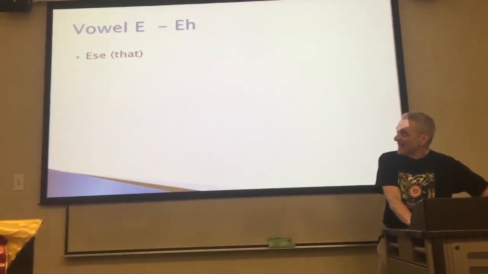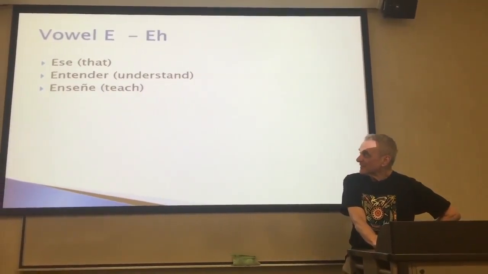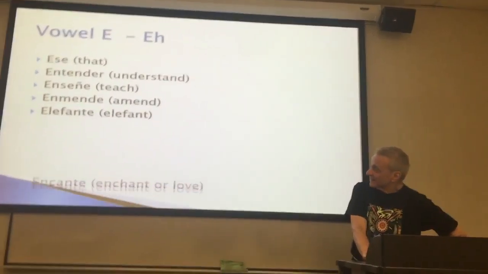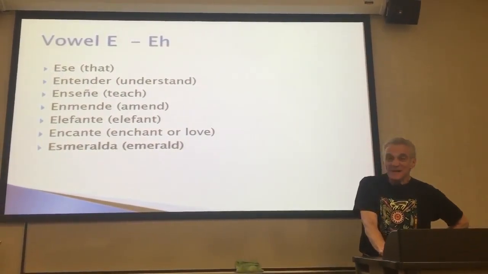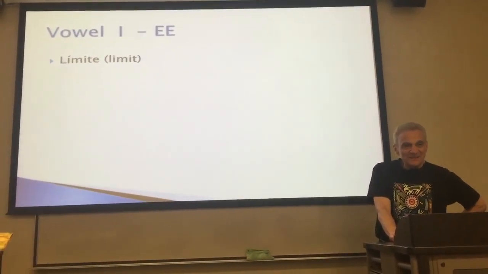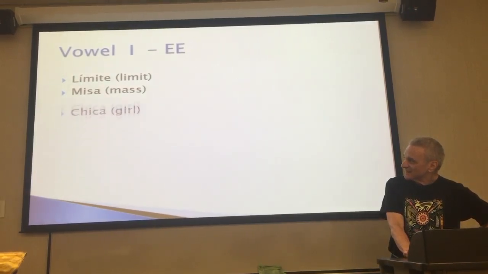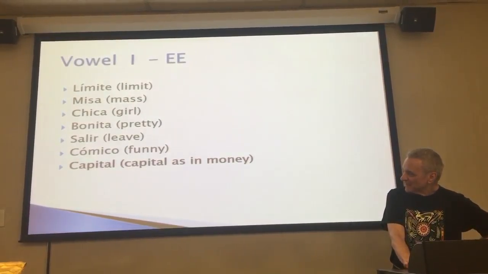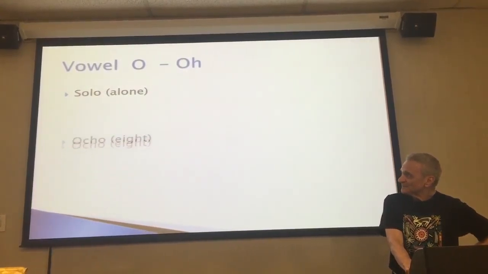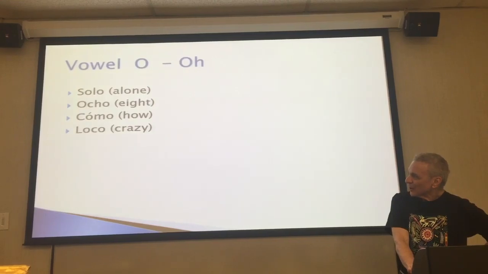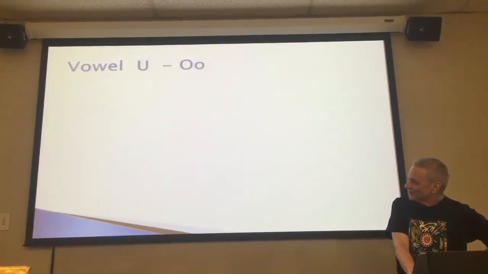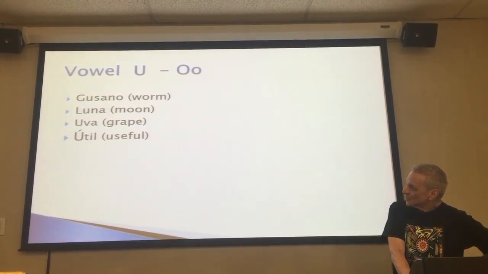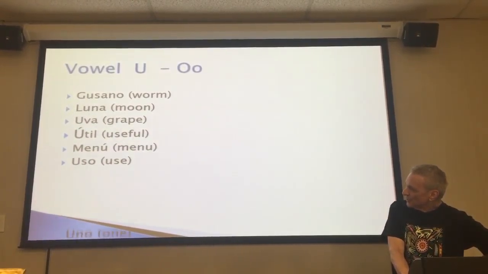For the vowel E: ese, entender, enseñe, enmende, elefante, encante, esmeralda. For I: límite, Lisa, chica, bonita, salir, cómico, capital. For O: solo, ocho, como, loco, taco, foto, and for U, the last one: gusano, luna, uva, útil, menú, uso, uno.